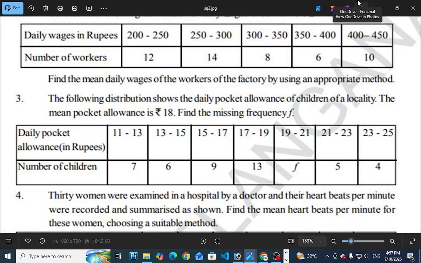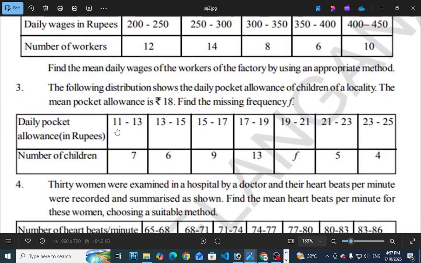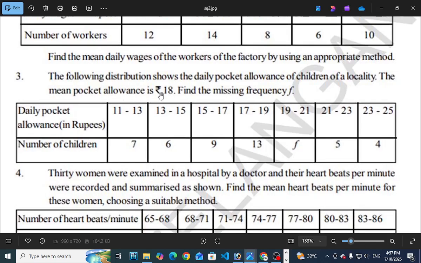Here we have problem 3 of exercise 14.1. The following distribution shows the daily pocket allowance of children of a locality. The mean pocket allowance is 18 rupees. Find the missing frequency F.